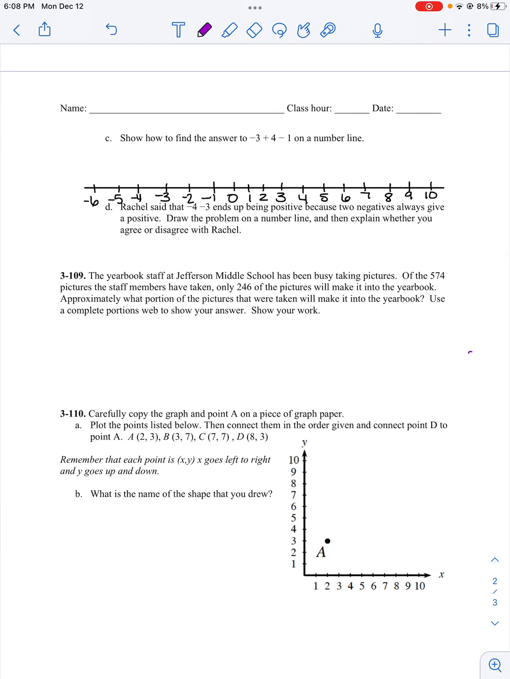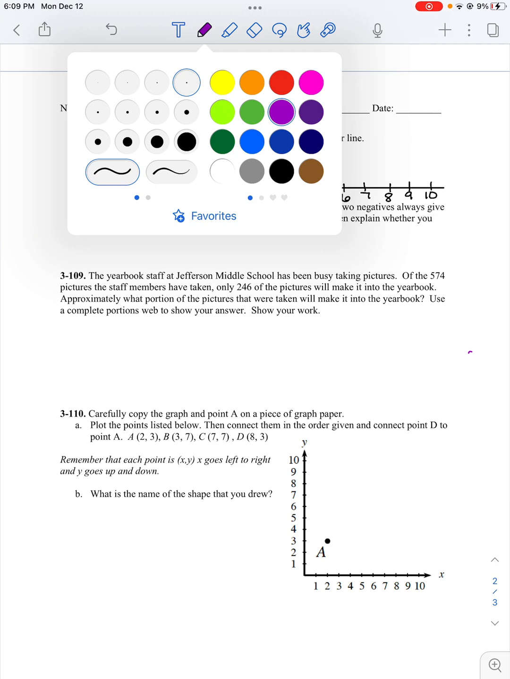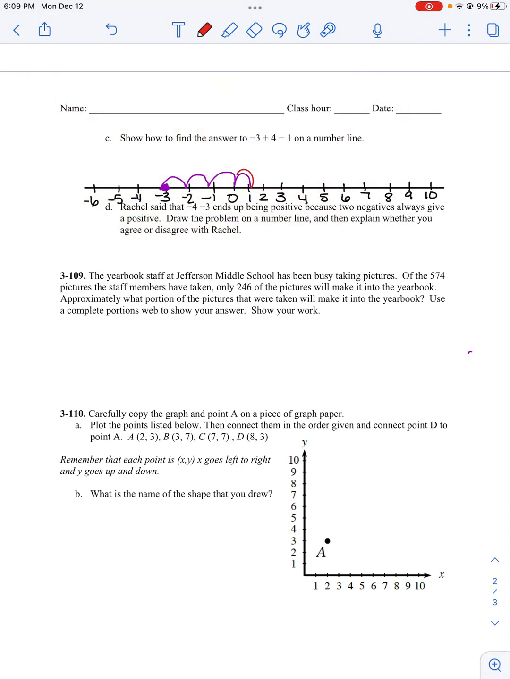Part C, show how to find -3 plus 4 minus 1 on a number line. I drew a number line in. I'm going to find -3. That's my starting point. I add 4, so I go to the right. So 1, 2, 3, 4. And then I subtract 1 to end up at 0.